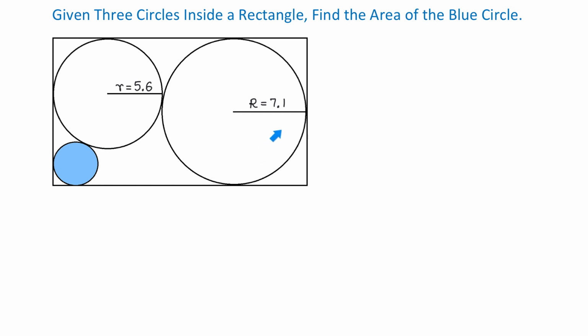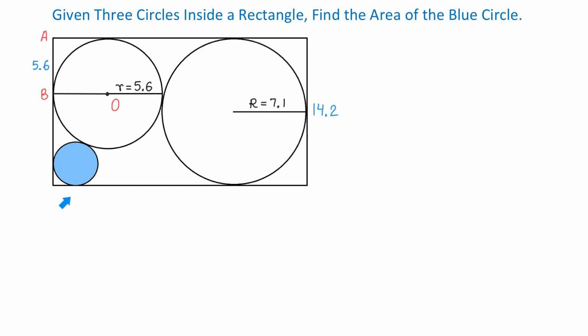If the radius of this circle is 7.1, then the height of this rectangle is 14.2 because it is twice this radius. Now, in the second circle, let the center be point O. Then, from this center, we will draw a perpendicular to the left side of the rectangle. And if this point of intersection is point B, and this vertex is point A, then the distance AB is also 5.6 because this distance is the same as the radius.